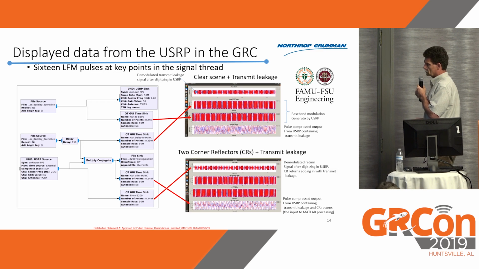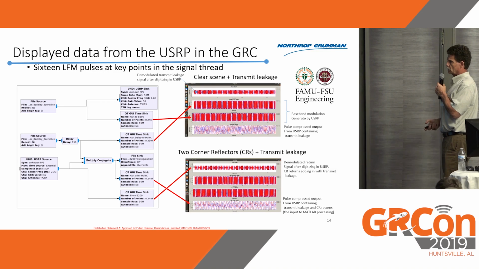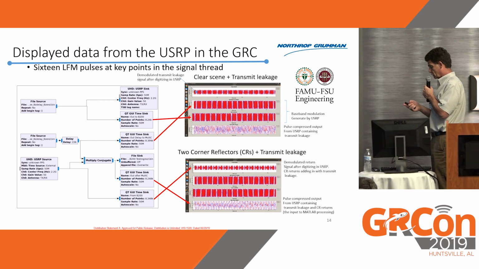And then if you look after it's compressed, after you multiply it by a conjugate version, you can see that it's different. So there's something happening. We're getting the leakage, but we're also getting returns from those two corner reflectors coming back, which is what we want to see.